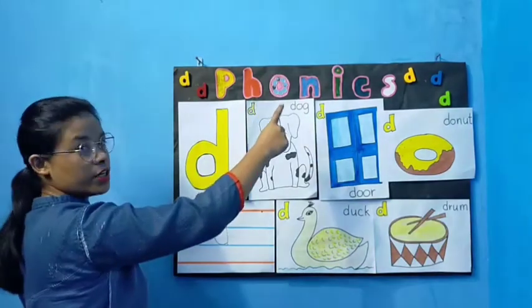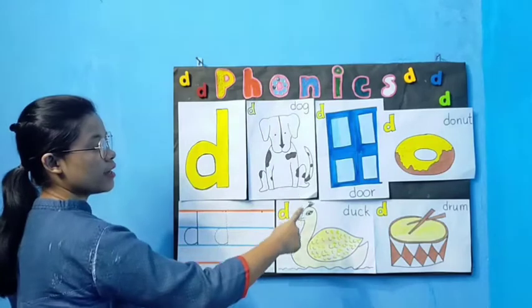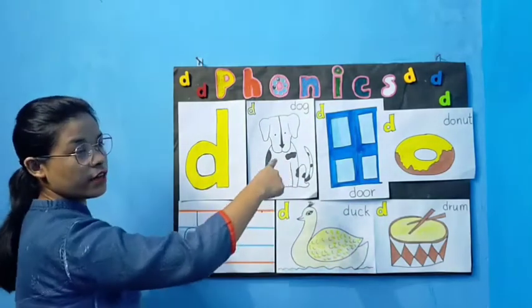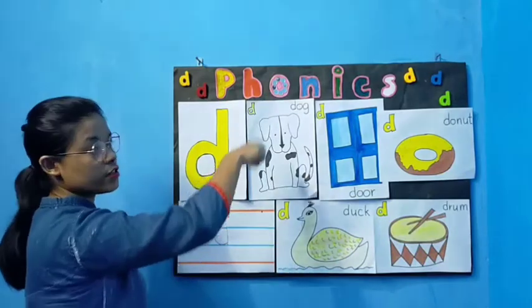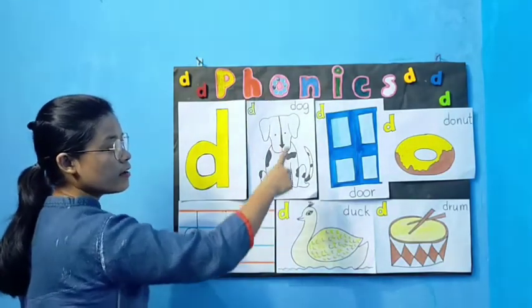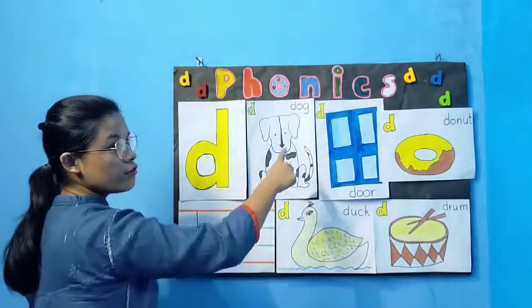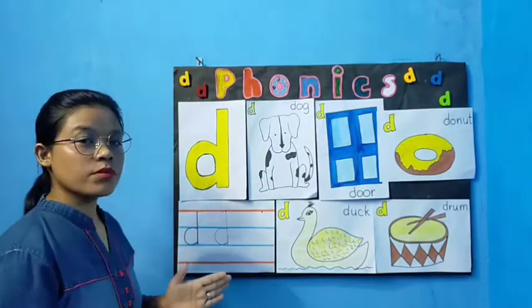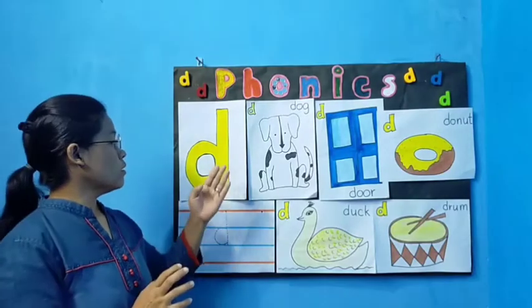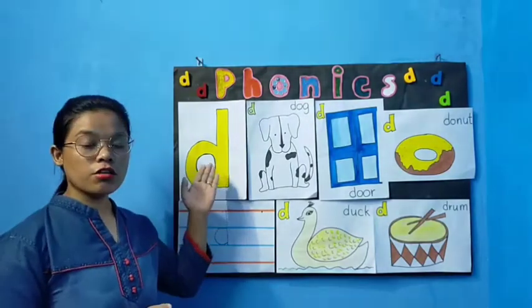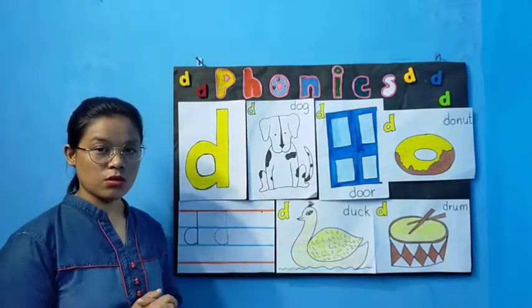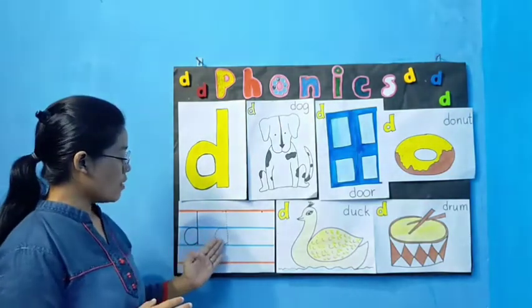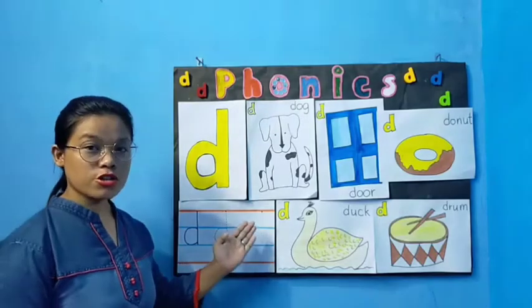Okay, all of you ready? Standing line and the curve to the left. Standing line and the curve to the left. Okay, so this was the air tracing of the D sound. Okay, now we will see the formation too.